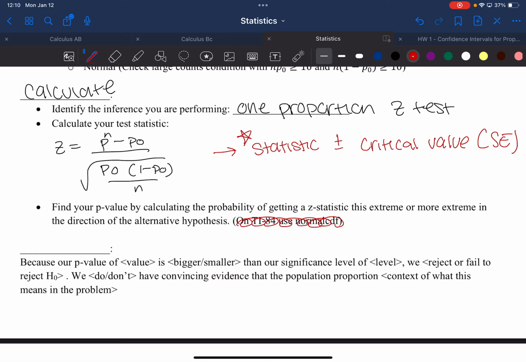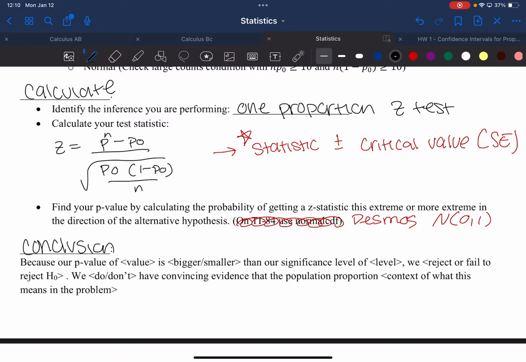On Desmos, we use the standard normal distribution. Okay, and then what is the last C? Conclude or conclusion. Okay, and then again, it gives you this nice sentence stem that you are just going to replace those words that are in those brackets.